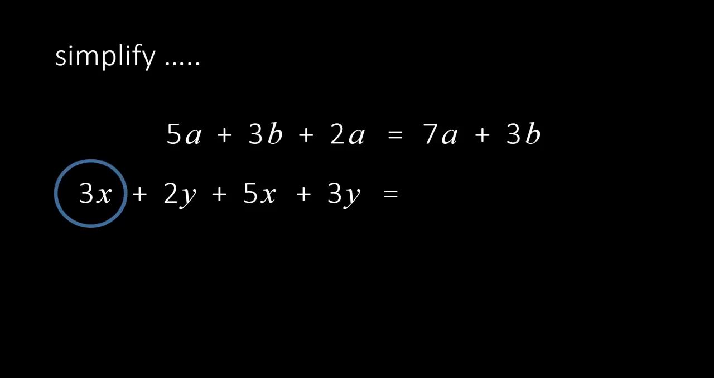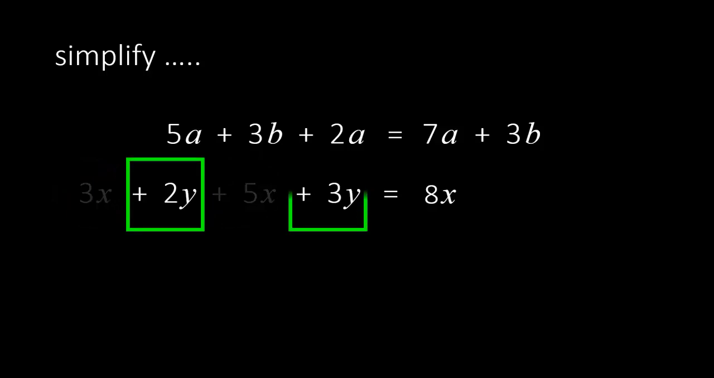We've got a circle around the 3x, and remember that 3x is plus 3x. And then we've got a circle around plus 5x. Okay, so how many x's in total? Well, there's 3 of them or 5 of them. That's 8x. So let's put squares around the y's now. There we go, making sure we grab the sign in front. So we've got plus 2y plus 3y. That's a total of plus 5y.